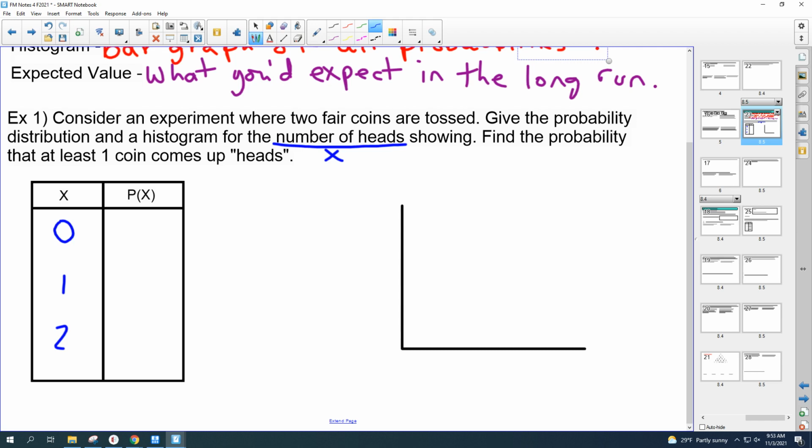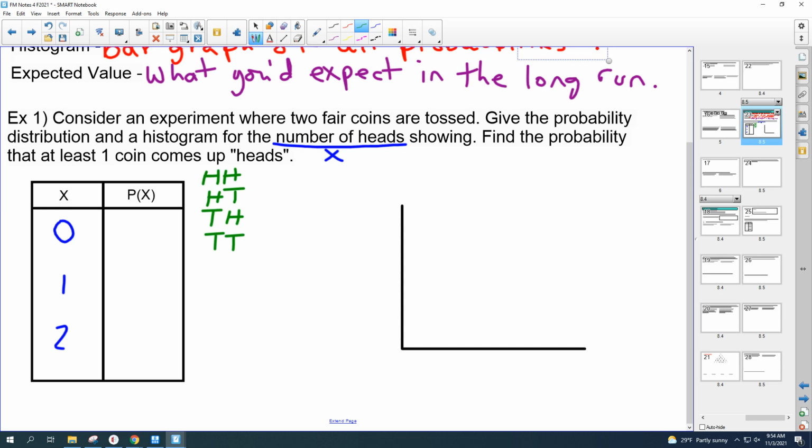So for my probability distribution, I have to calculate the probabilities of each of those things happening, right? So one way to do that is just kind of list out all of the possible things. Both heads, first heads, second tails, first tails, second heads, both tails. That's the sample space. That's everything that could possibly happen in this particular experiment.